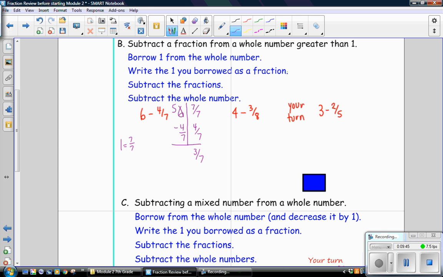And then remember your whole number here. You had 5, take away nothing is 5. And the answer is 5 3/7.